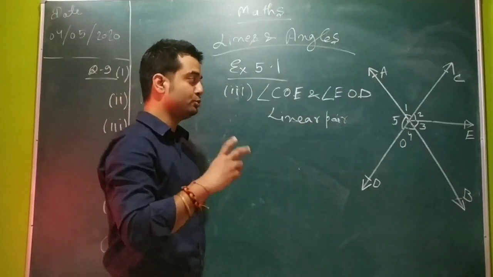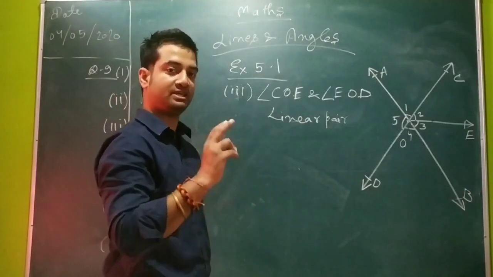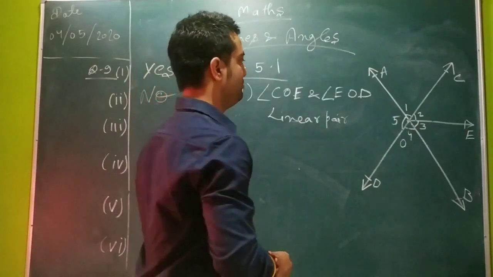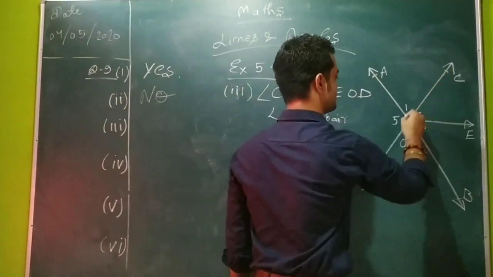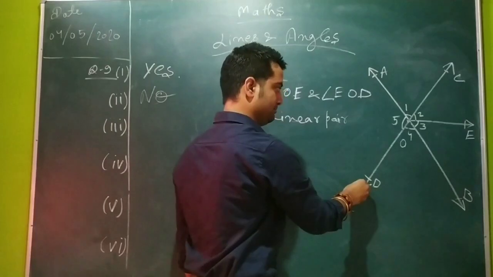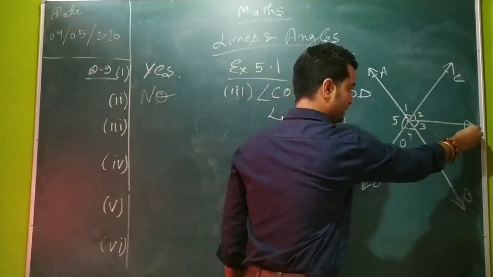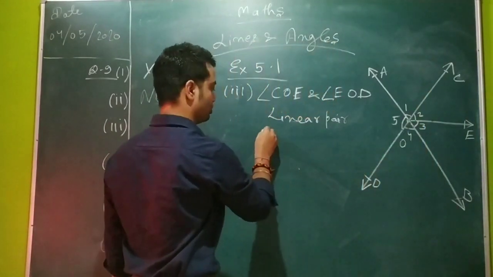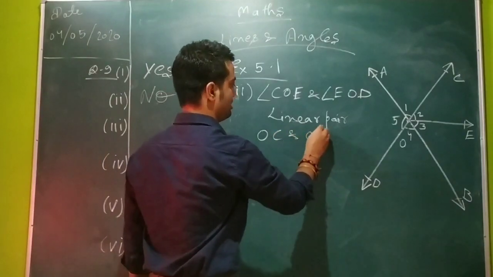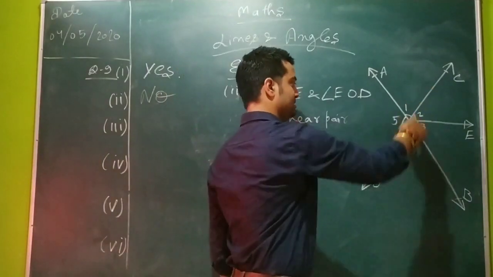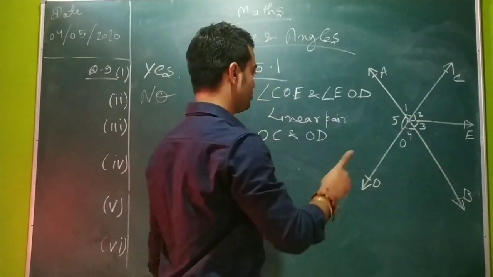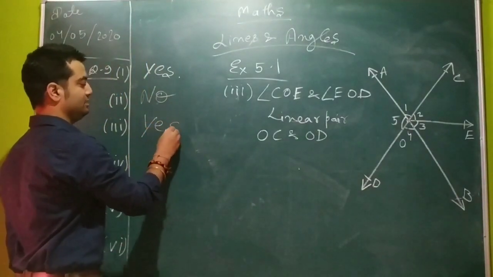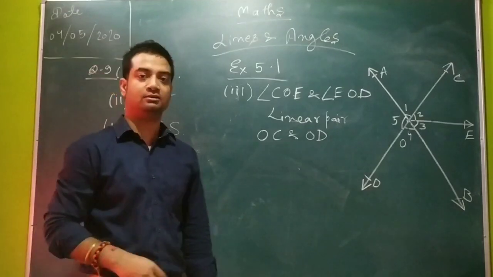As we know, two adjacent angles are a linear pair if their non-common arms form a straight line. If you look at the adjacent angles COE and EOD, their common arm is OE and their non-common arms are OC and OD. And as we know, CD is a straight line passing through the point O. So yes, angle COE and angle EOD form a linear pair.